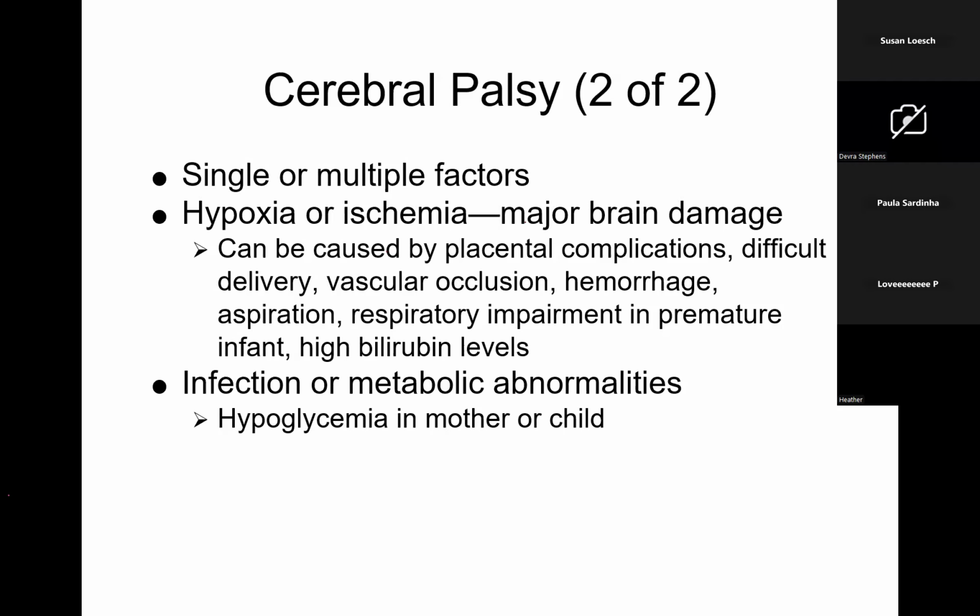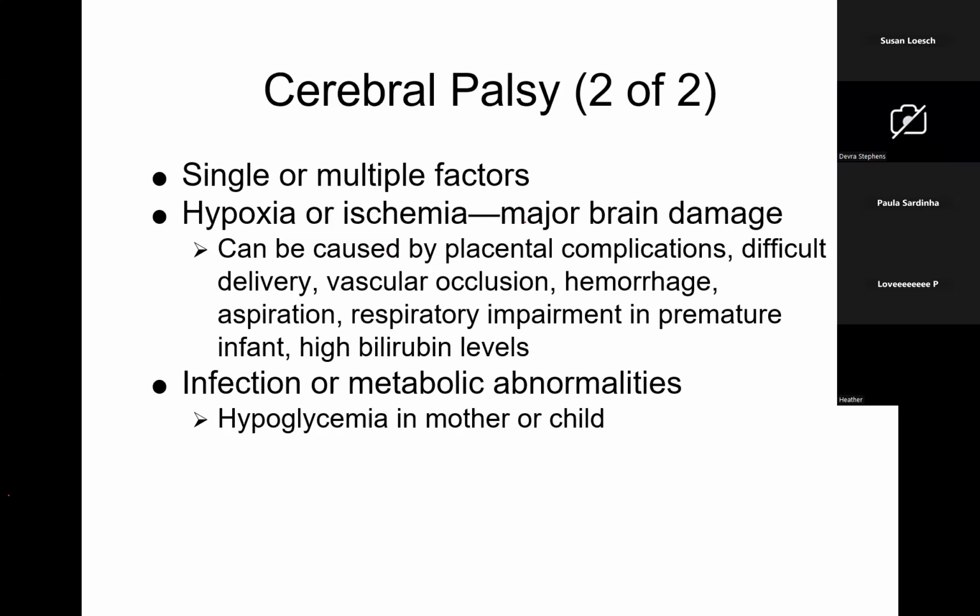We can have single or multiple factors that can cause cerebral palsy. Hypoxia or ischemia is the major cause of brain damage. It can occur prenatally, perinatally, or postnatally. Hypoxia can be caused by placental complications like difficult delivery, vascular occlusions, hemorrhage, aspiration, respiratory impairment, high bilirubins, RH blood incompatibility can cause kernicterus, which I talked about. This is when we have too much bilirubin and it crosses the blood-brain barrier and causes damage there.